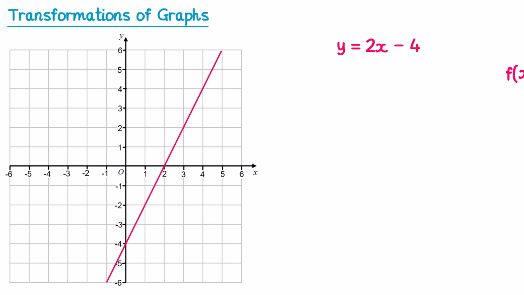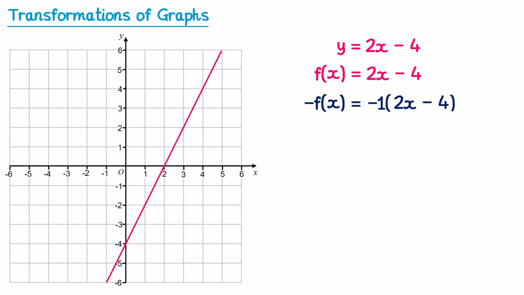So if we said that this was our function, f of x equals 2x minus 4, we're now going to consider the function minus f of x. If you put a minus in front of a function here, you're multiplying it by negative 1. So we need to take the original function, and then multiply this by negative 1. So negative 1 lots of 2x subtract 4.